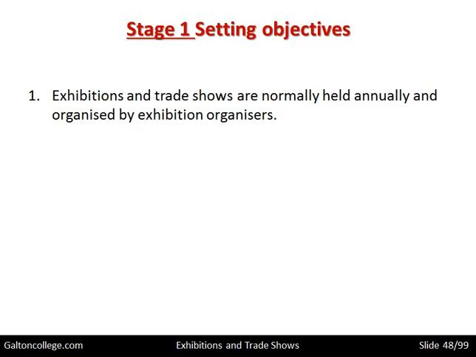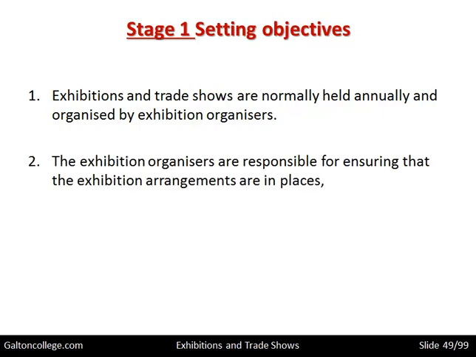Now, setting the objectives. Let's just run through these quickly. We've already talked about them, but let's just run it through quickly. Exhibitions and trade shows are normally held annually and organised by exhibition organisers. So it's generally the case there's one a year. There's one motor show, and there's one boat show, and there's one camping and holiday show. So one a year normally. The exhibition organisers are responsible for ensuring that the exhibition arrangements are in place.